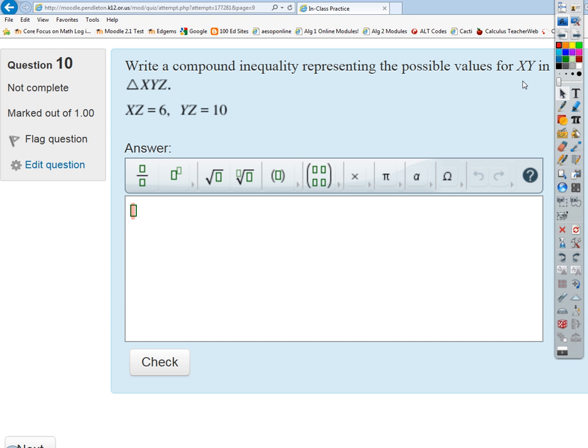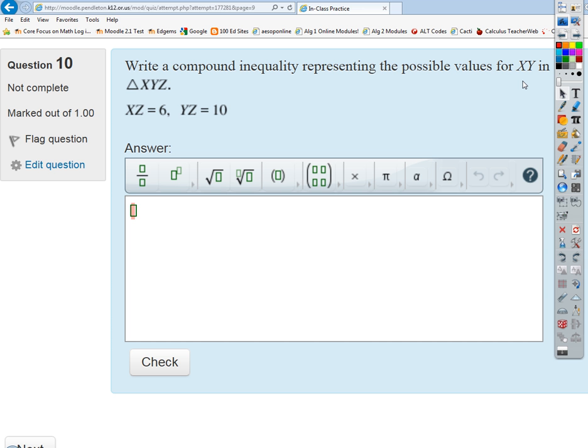So XY. Once again, get everybody facing up here, please. Okay. So they give us two sides, XZ and YZ, right? So I've got to find, potentially, the smallest value I could pick for the missing side or the biggest value, right? Probably the easiest way to think about this would be in two steps.